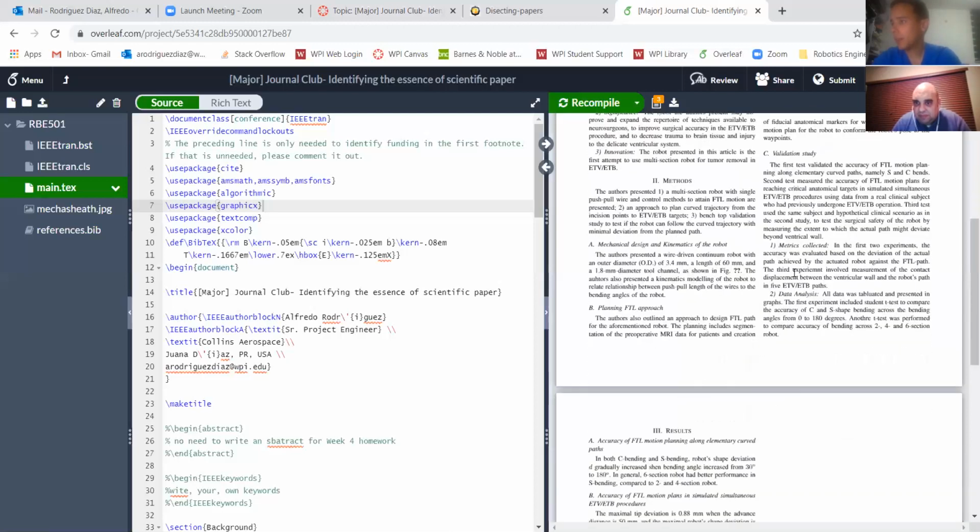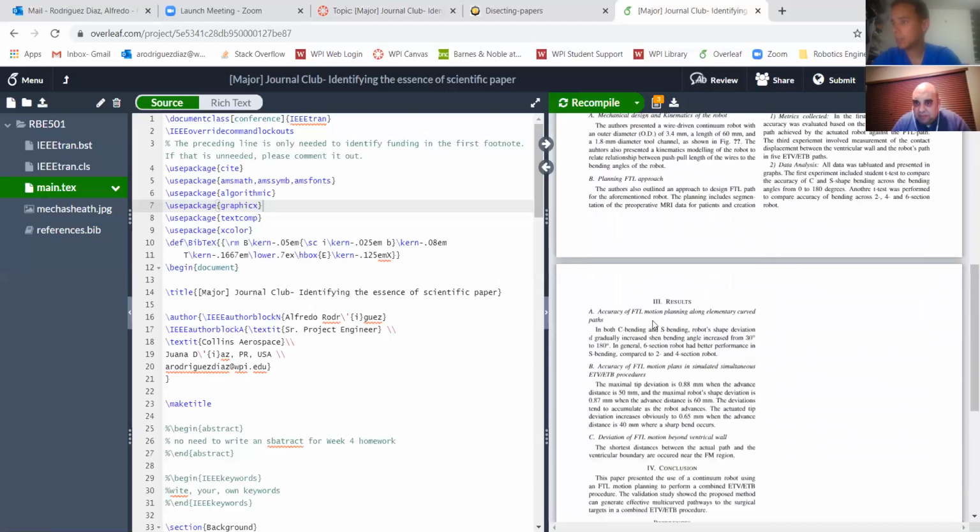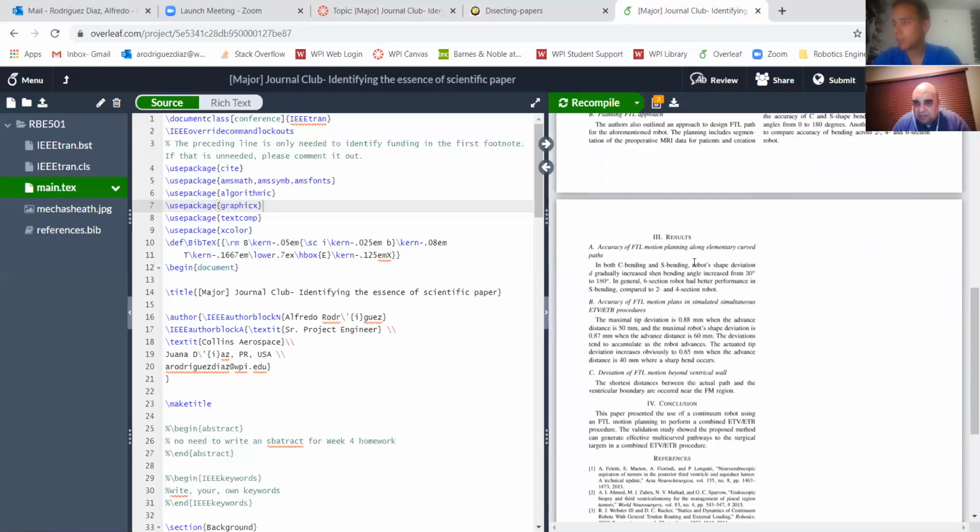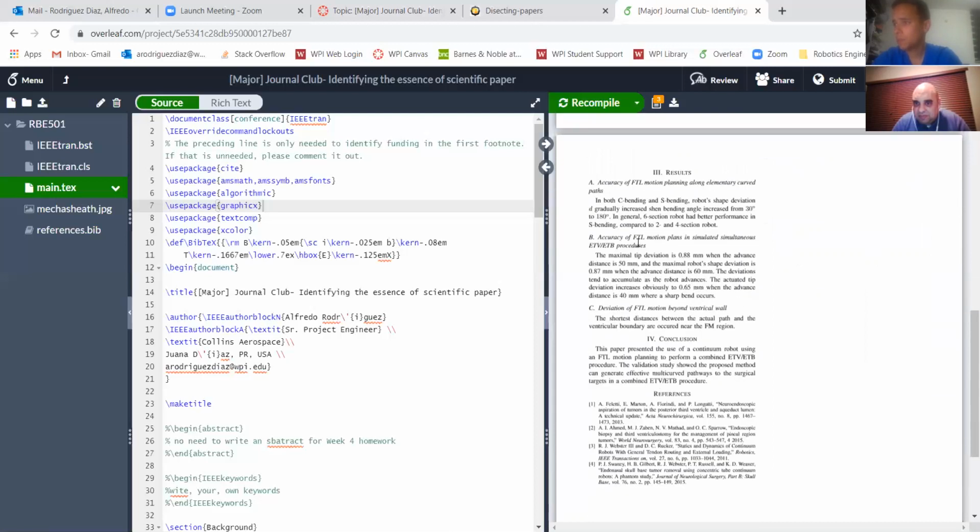So then we have data analysis, and we have some results, like summarizing the results from each section: the FTL, the accuracy, the deviation, with some data.